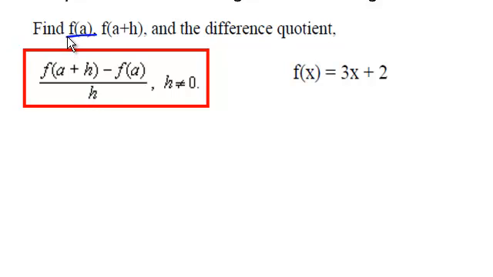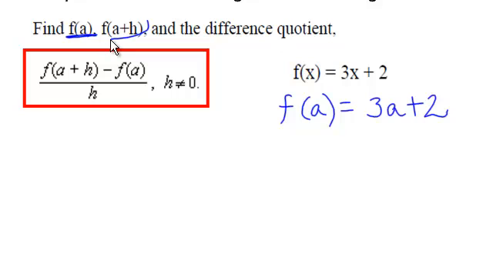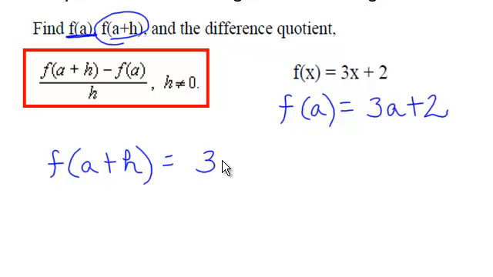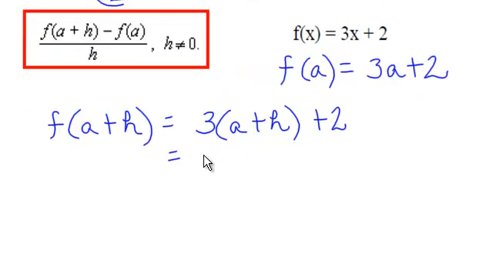Our direction says, first of all, just find f at a. Well, f at a, wherever I see x, I'm going to plug in a. So that would be 3a plus 2. That was good. They also want me to find f at a plus h. Well, f at a plus h, wherever I see x, I will plug in a plus h. Make sure you keep that in parentheses. I can do a little bit of simplifying here. That will be 3a plus 3h plus 2.